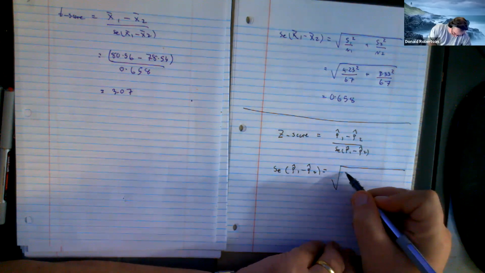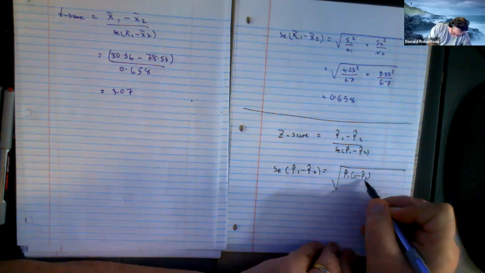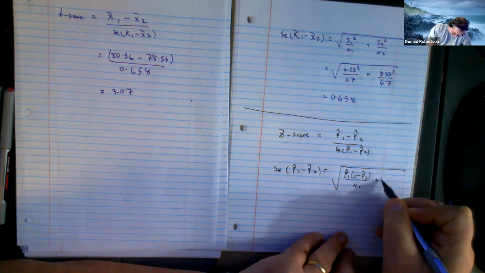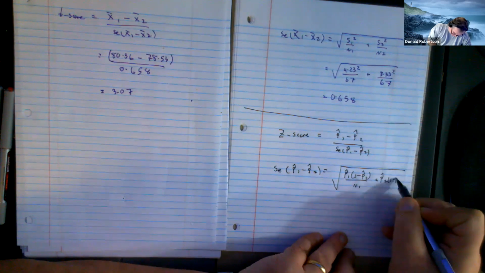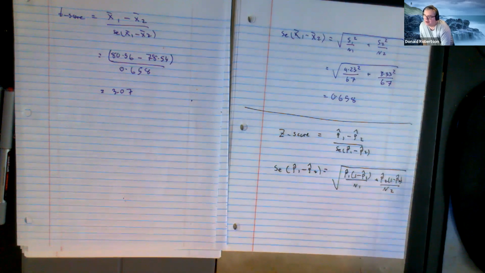Here goes. P1 hat, 1 minus P1 hat over N1. P2 hat, 1 minus P2 hat over N2. Right. You remember it now?